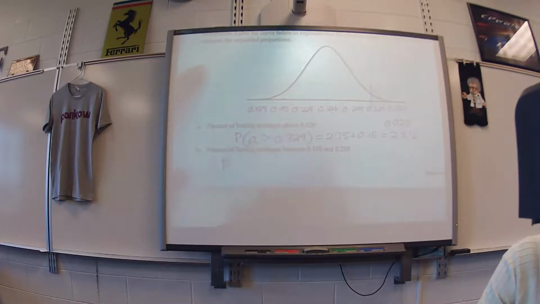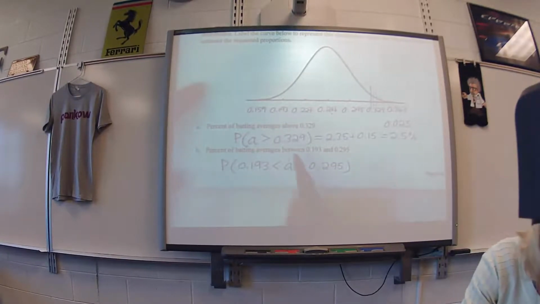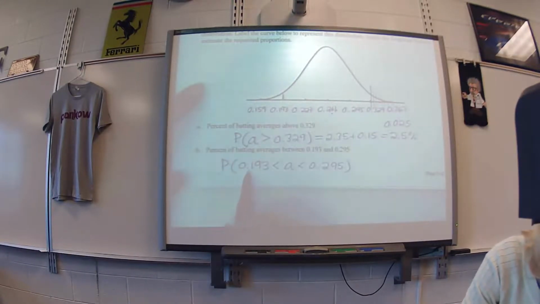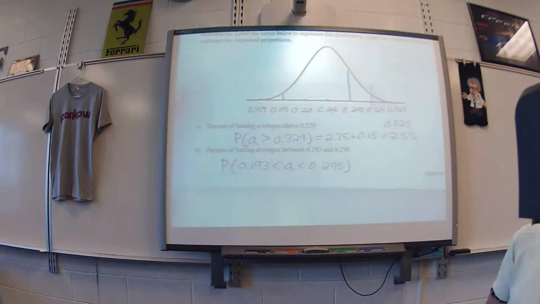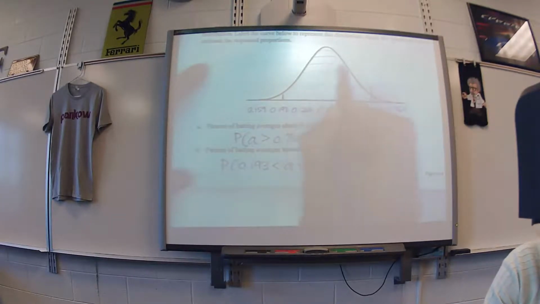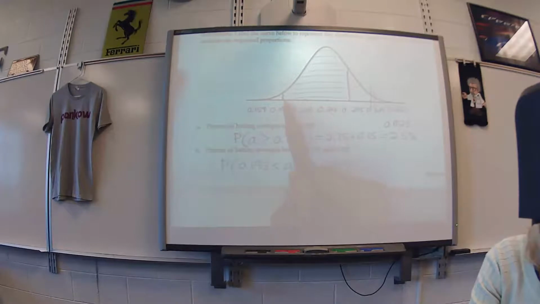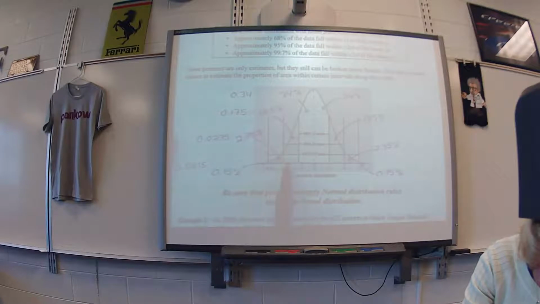What percent of batting averages are between 193 and 295? All right, so I go back and look at my chart again. Here's 193. That's 2 standard deviations down. And here's 295. That is 1 standard deviation above the mean. So we need to know the probability or percent of being in that region. 2 below, all the way up to 1 above.